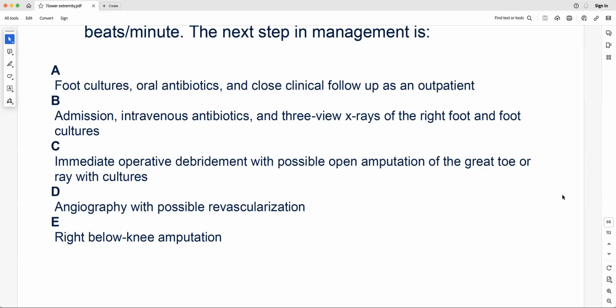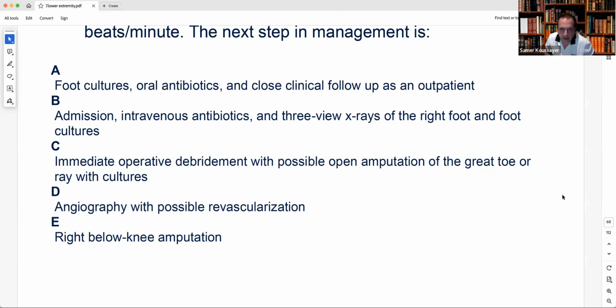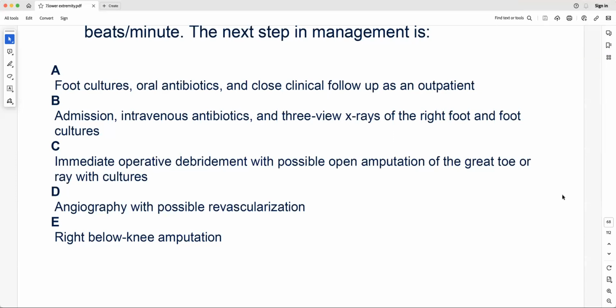So I'll admit her, I'll give her antibiotics, probably, but I don't think that's the ideal answer. Could be possible. Let's continue. So this is like 50-50. Go next one. Immediate operative debridement with possible open amputation of the grade 2 or raise with culture. Yeah, okay, that's source control.